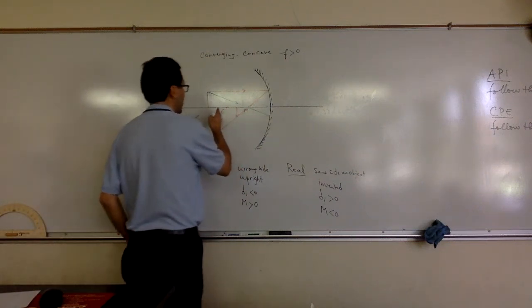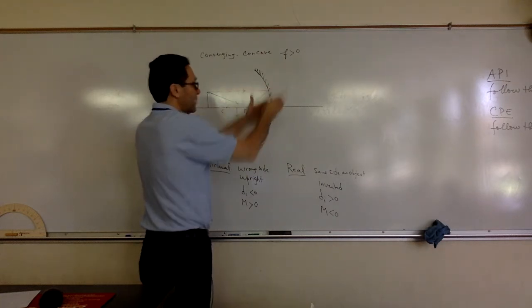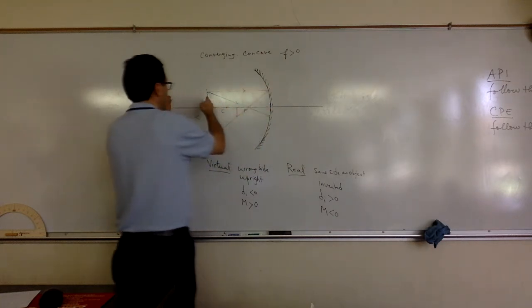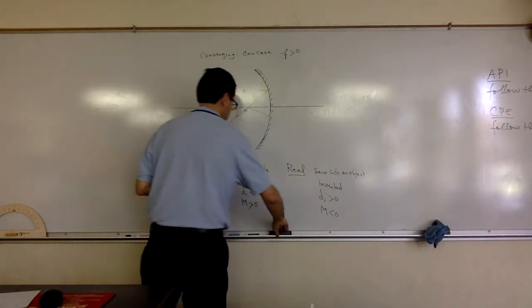Now, in class, what we're going to do is put this object at different locations and make the image. And you're going to see that the image will change shape or location based on where you put your object.